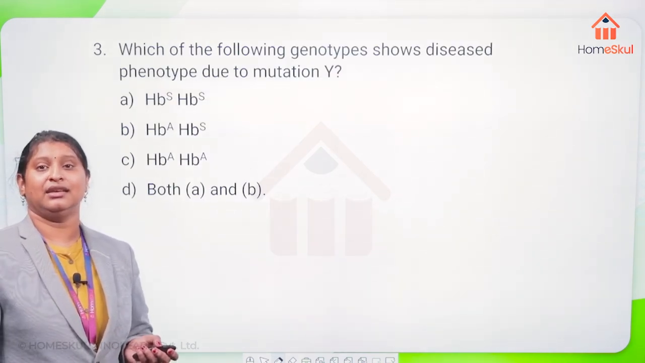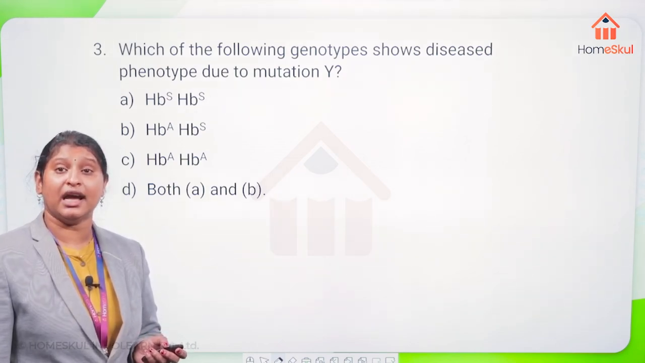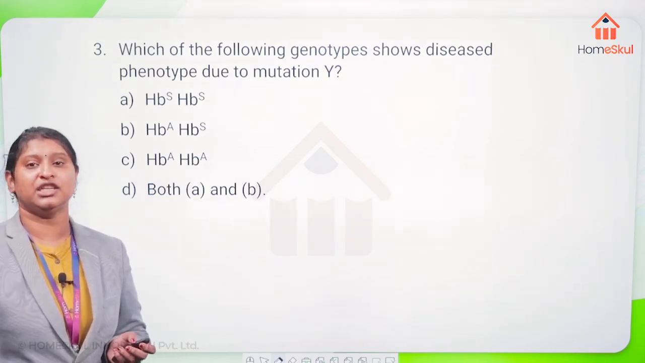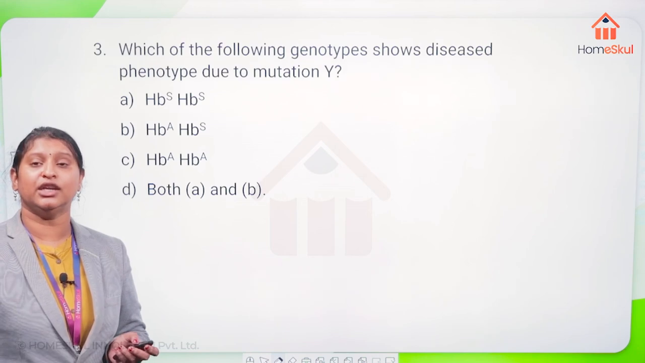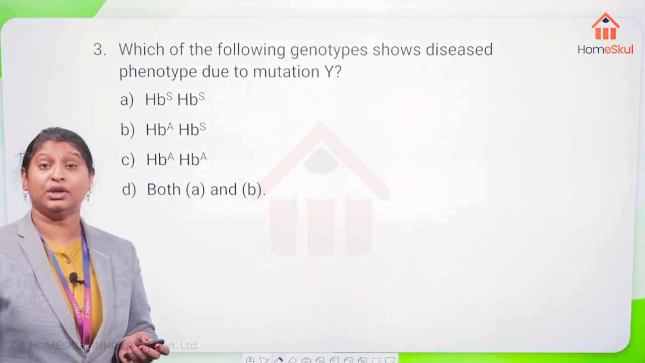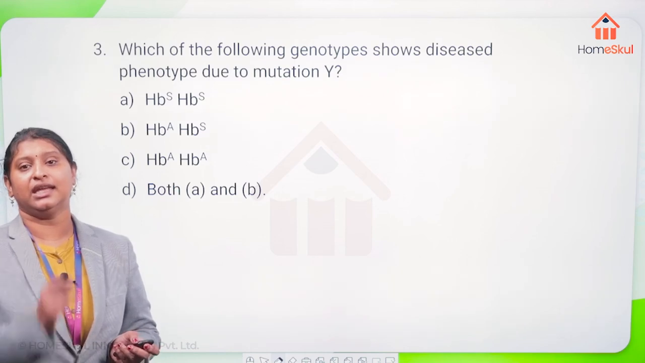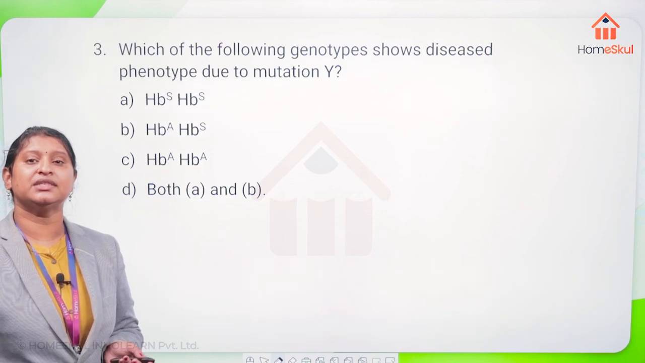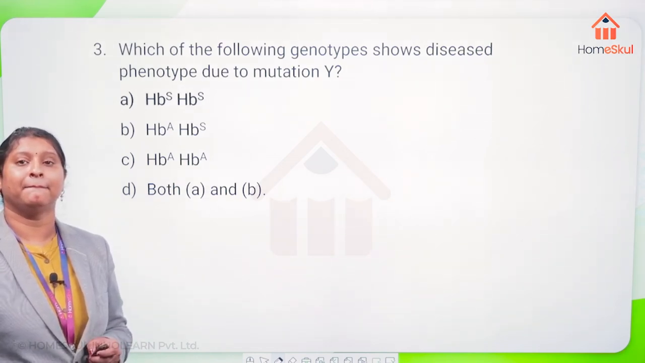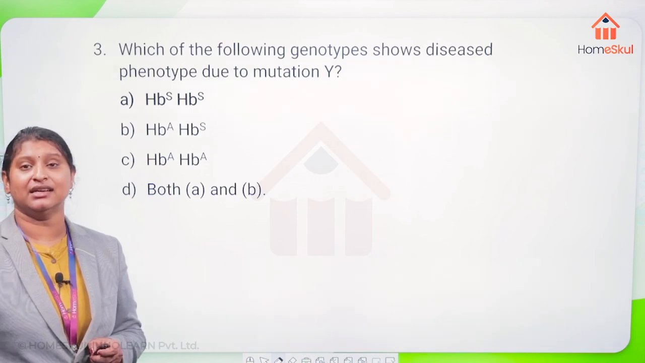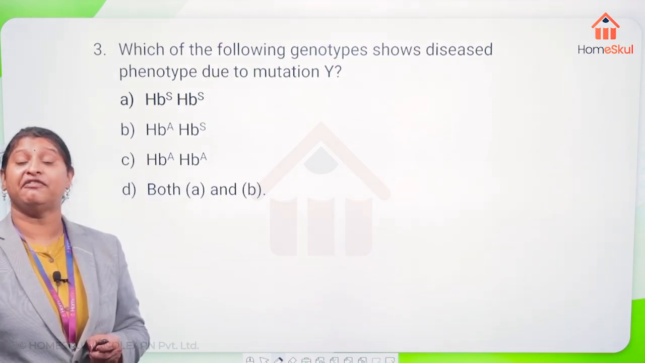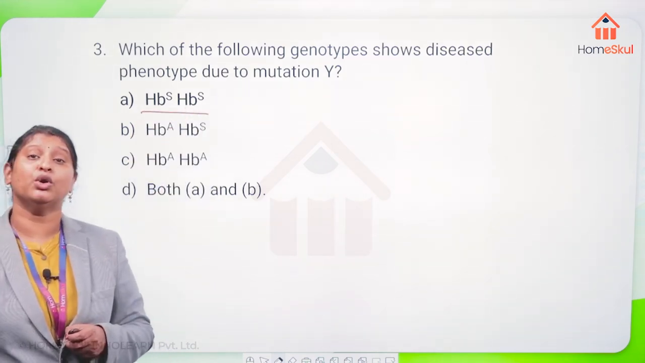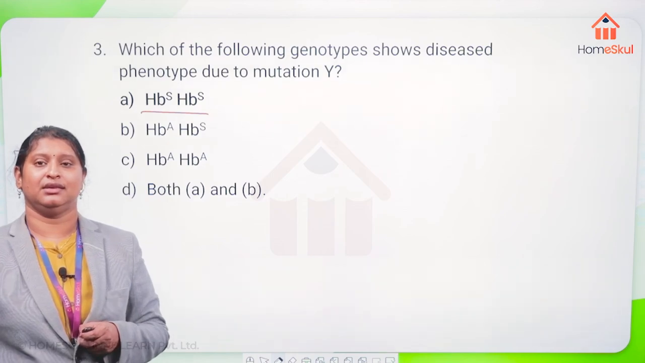Next question. Which of the following genotypes shows a diseased phenotype due to mutation? Can you answer this question? Option A is the answer. A homozygous affected individual will have this combination of genes, that is, both will be HBS.